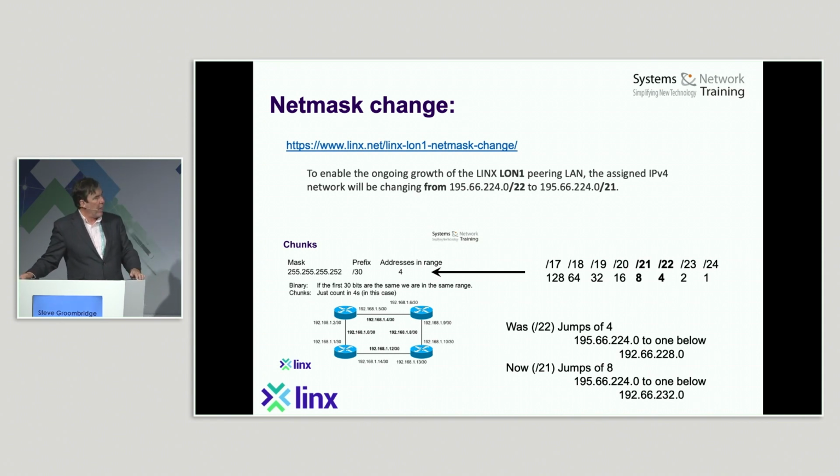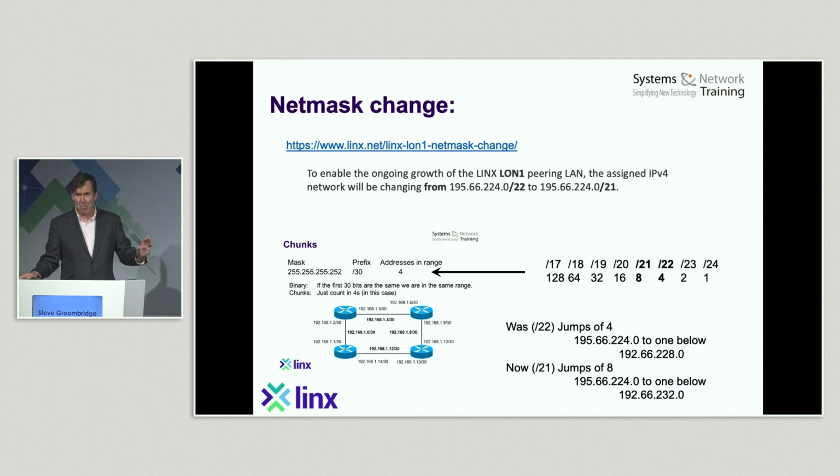And all this is saying is the jumps are either 4s or 8s. So we were on a jump of 4 at London 01. What that meant was the start was 195.66.224. Add 4 to 224, and you get what?